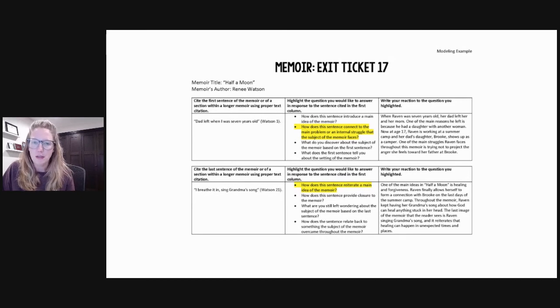And I would actually share that with students and just let them know, this is what a meets proficiency looks like. This is what we're aiming for and going for, so that when they are doing the exit ticket with the memoir that they're reading, they know this is what we're going for. This is the standard. We're trying to meet or beat Mrs. Bergman.